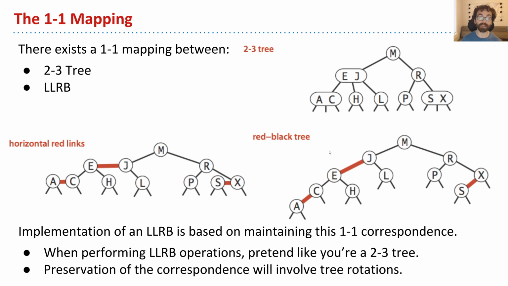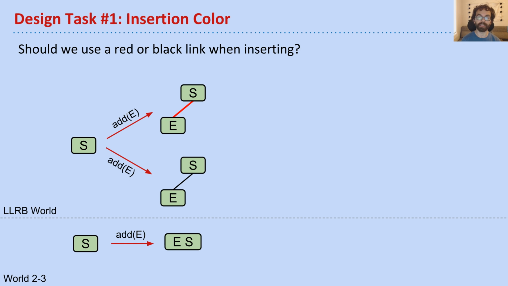Whenever we're performing an LLRB operation, we're going to pretend like we're a 2-3 tree. And preserving that correspondence is going to involve tree rotations. We're going to use rotations so that we can behave like a 2-3 tree. So we're going to do this in 4 parts together. Let's now invent the idea of red-black tree insertion.